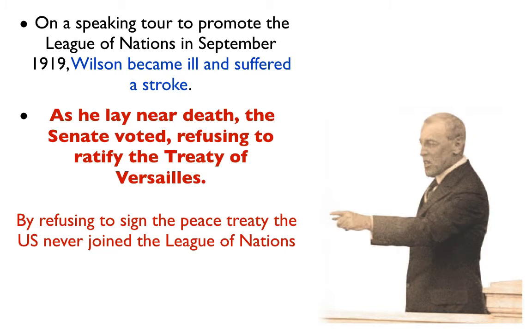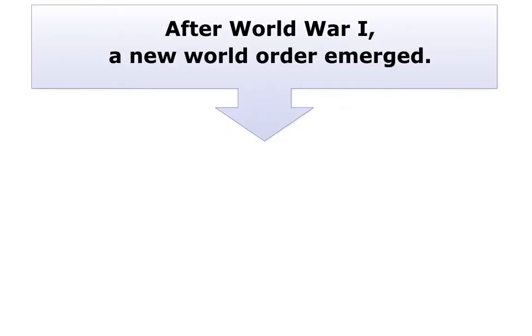So the Senate's eventually going to refuse to ratify the Treaty of Versailles. Therefore, by refusing to ratify the peace treaty, the U.S. is never going to join the League of Nations, which I said is ironic because it was an American idea. We'll talk about the ramifications of that later on.